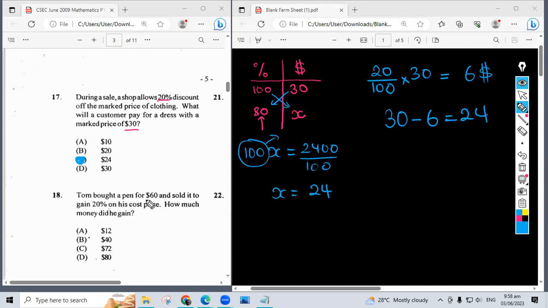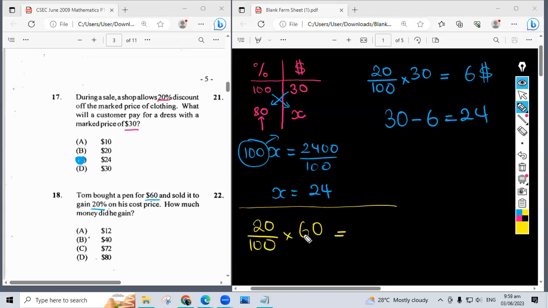Tom bought a pen for $60 and sold it to gain 20%. Now, the easiest way to do this, I mean, you can use the table, but just for a little change, I'm just going to do it the primary school way. You just find 20% of how much? 60. That's all they're really doing.